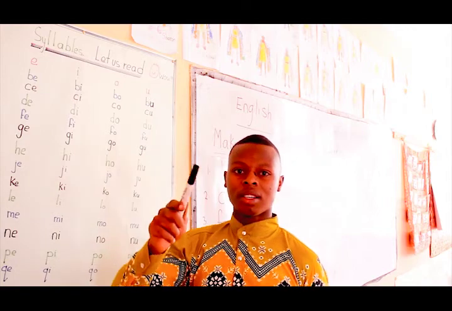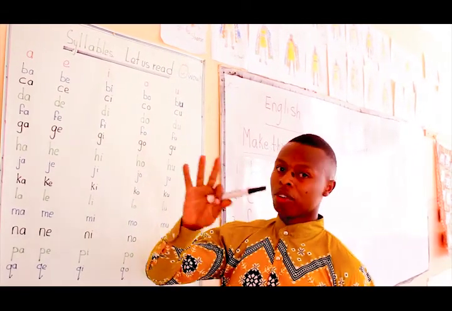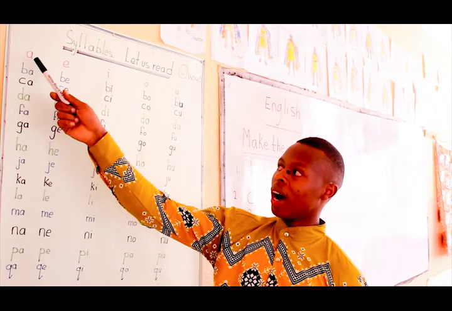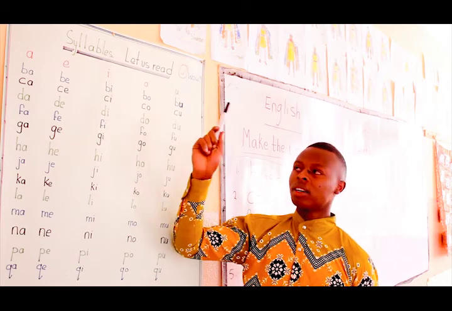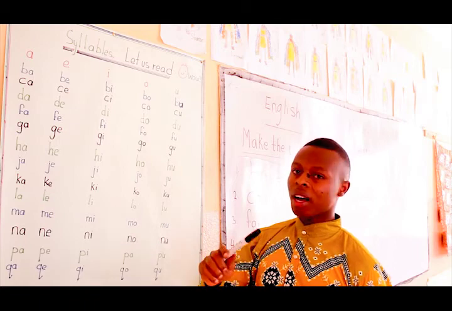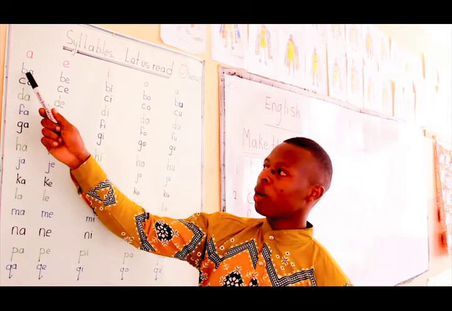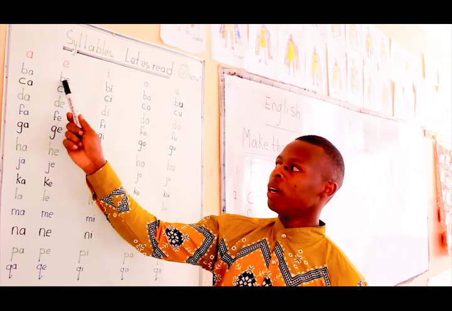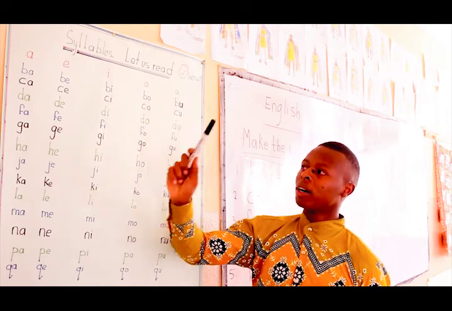All right, so let us start. As I have said in term one, we have seen that in English we have five vowels, which are A, E, I, O, U. This is A for umbrella. Hope you still remember. Now, we are going to read these syllables. Let us go. Ba, be, bi, bo, bu.